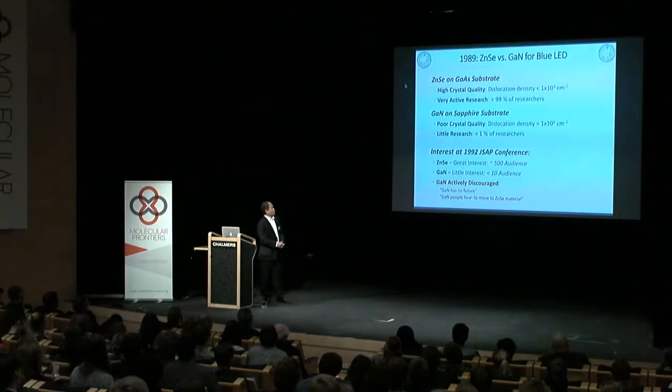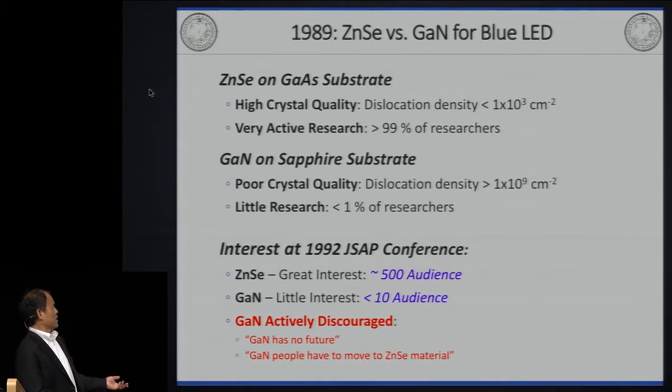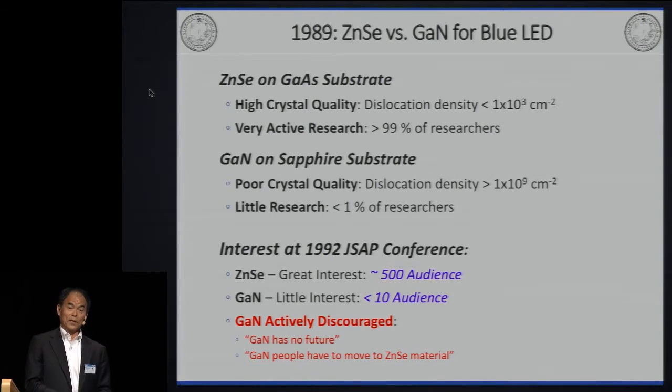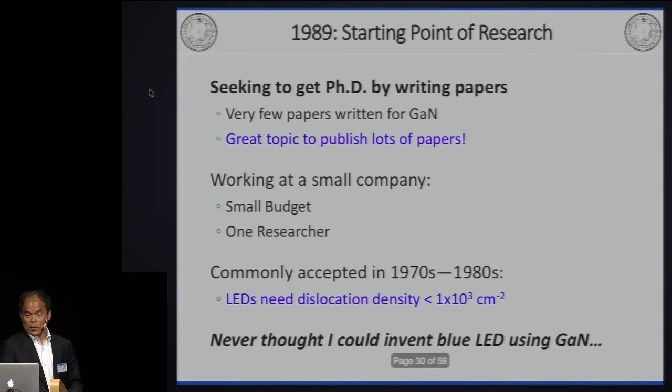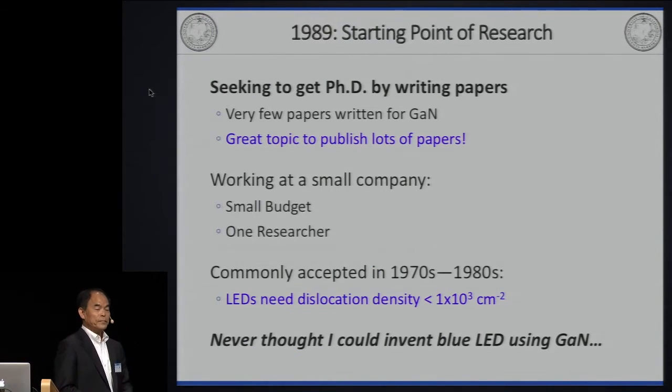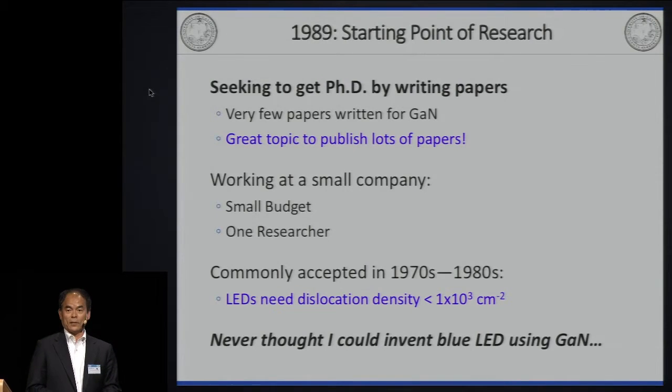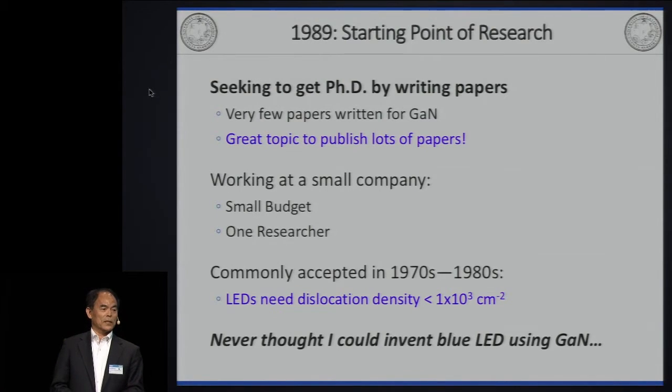So at that time, gallium has no future. Gallium had to move to zinc selenide because 3M could develop a fast blue-green laser diode using zinc selenide in '91. So in my guess, from '88 to '89, I went to University of Florida as a visiting researcher. My age was 35 years old at that time.